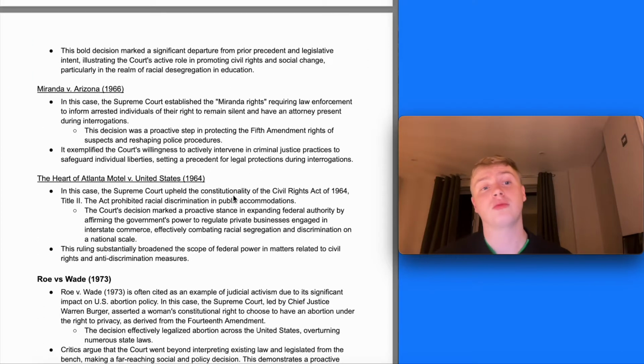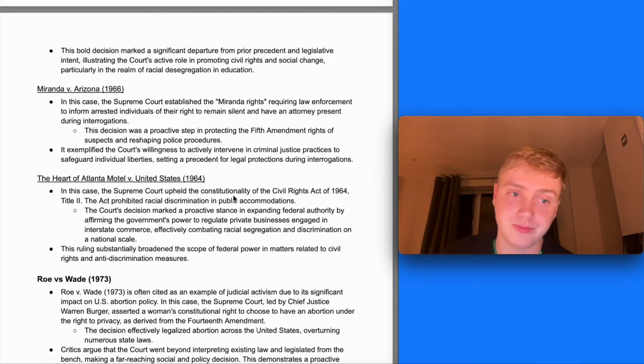Also important was Miranda v. Arizona in 1966, and in this case the Supreme Court established the Miranda rights, requiring law enforcement to inform arrested individuals of their right to remain silent and have an attorney present during interrogations. This was seen as a proactive step in protecting the Fifth Amendment rights of suspects and reshaping police procedures. And it exemplifies the court's willingness to actively intervene in criminal justice practices to safeguard individual liberties.